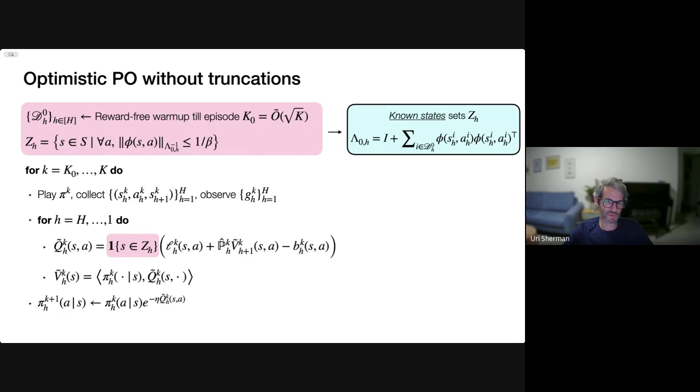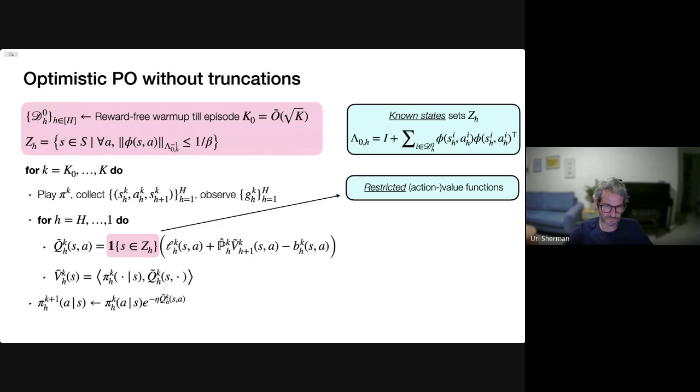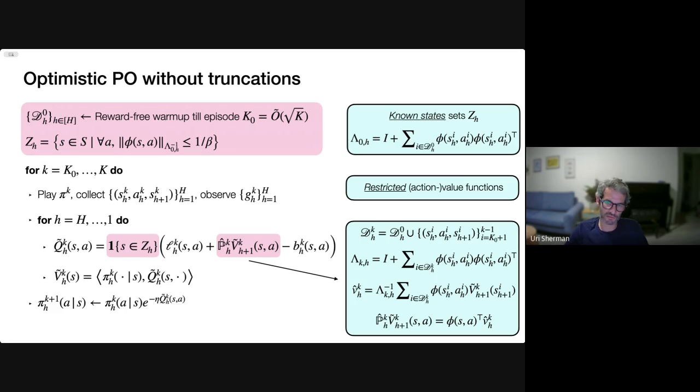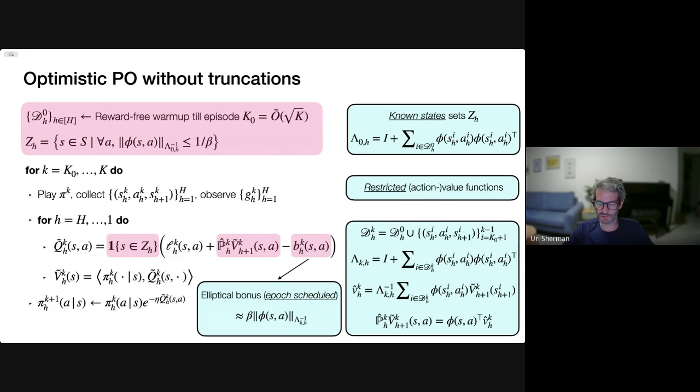And then the next simple modification is that, instead of clipping the Q functions, we, so to speak, restrict them, so that we just zero them out outside of the known state set. Inside the known state set, we just take the regression and the bonus and everything and keep it as is. Finally, the only modification to the actual least squares procedure is that for the data set, we use the reward-free warm-up data set of step H, unioned with all the triplets that we have seen since we exited the reward-free phase. And finally, I'm not going to discuss it in this talk, but to avoid having the bonuses bring us to a situation where we have a policy parameterization which is dependent on K, we put the bonuses on a schedule so that they are not updated too often. A logarithmic number of steps, basically.